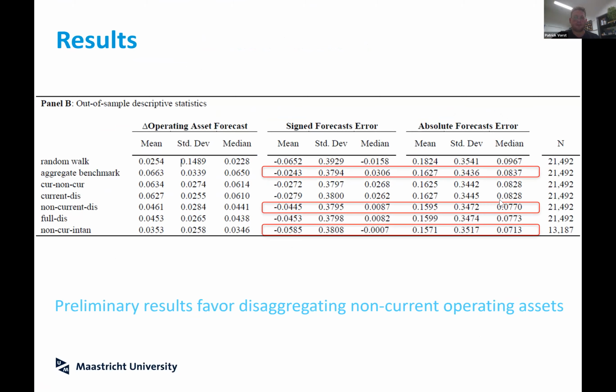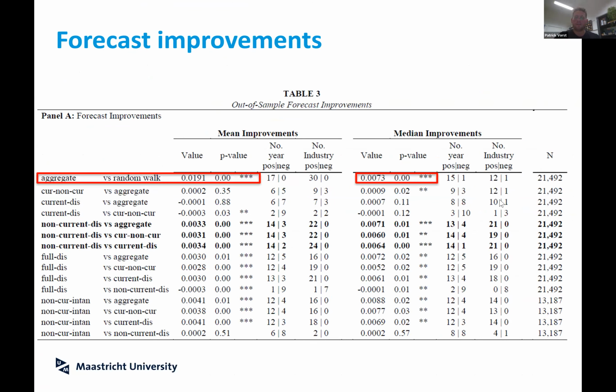Let me quickly skip through this. The first thing we do when evaluating the forecast accuracy is see whether the aggregate model is already more accurate than a random walk, which seems to be the case. So using the aggregate model is already beneficial compared to just saying growth is going to be equal to last year's growth. Disaggregating current and non-current assets at the mean does not seem to add a lot. But if you look at the median forecast improvements, they are not too big, but they are significantly positive.